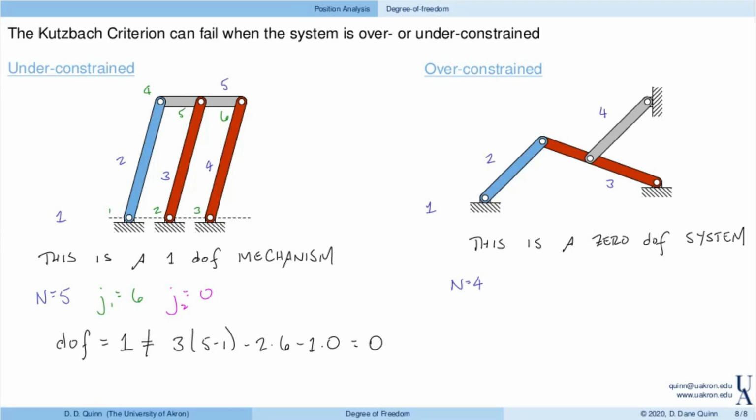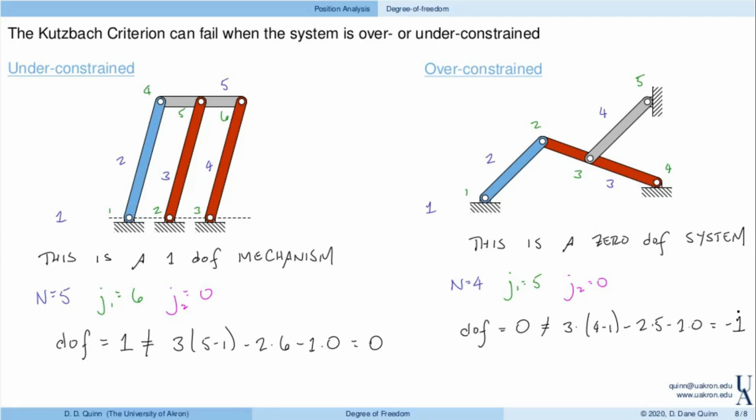Number of 1 degree of freedom joints. Well, we have 1, 2, 3, 4, 5. All right, so J1 is equal to 5. J2 is equal to 0. There's no 2 degree of freedom joints. So when I calculate the degree of freedom of the system, I should get 0, but I don't. Instead, I get 3 times 4 minus 1, the number of links, minus 2 times 5, minus 1 times 0. This actually ends up as minus 1.